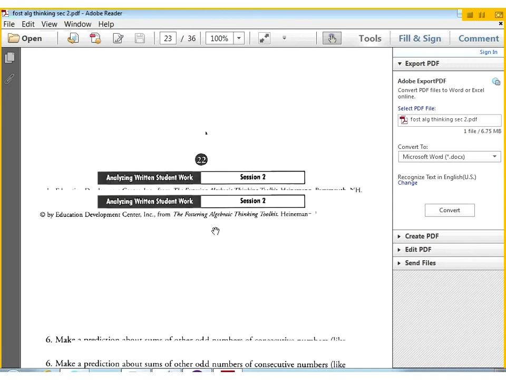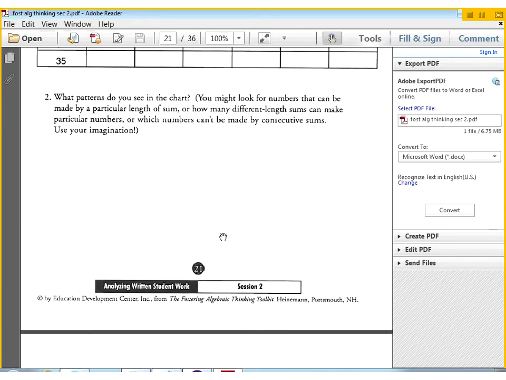which I'm going to do for the digital people. So if you're watching this by yourself, try and answer these questions as you go along. You can even pause for a minute if you need to. What patterns do you see in the chart? You might look for numbers that can be made by a particular length of sum, or how many different sums can make particular numbers, or which numbers can't be made by consecutive sums. Use your imagination. So patterns, period.